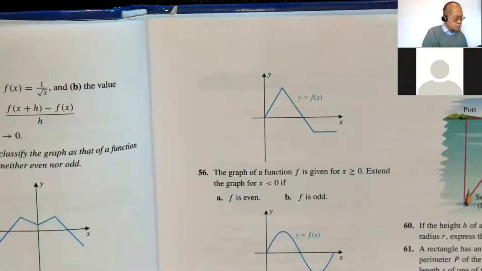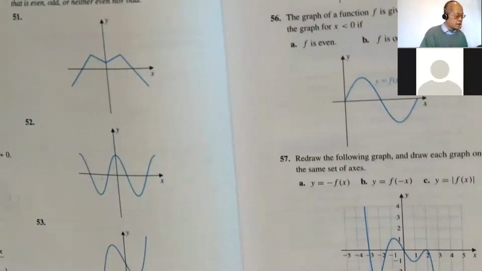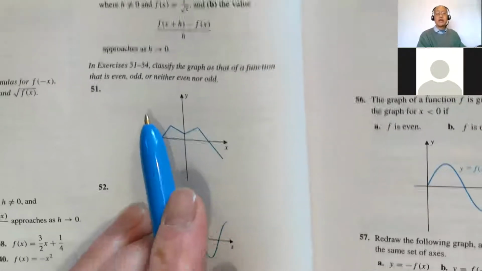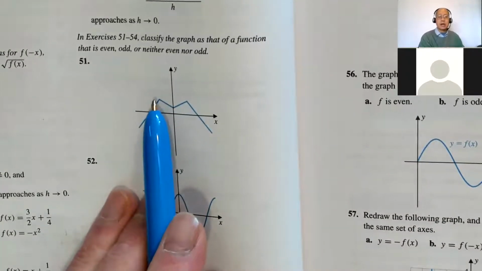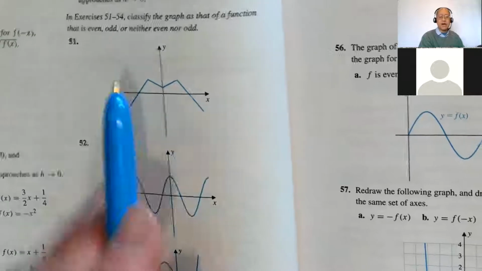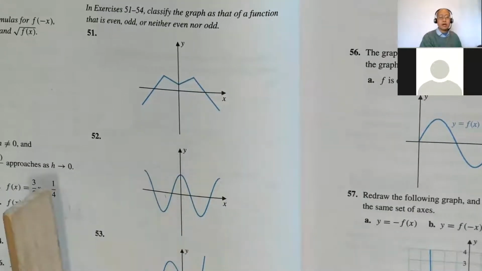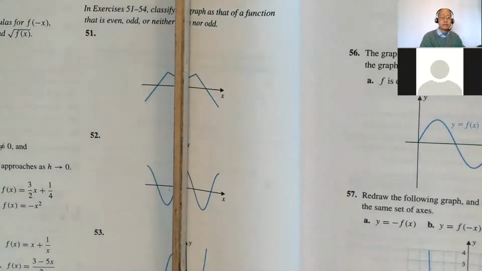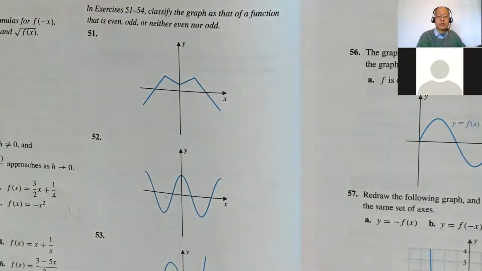And then the other graphical ones were for even and odd. Let's see. We had 51 to 54 all. Let me get those out of the way. So even, odd, or neither even nor odd. So we look for symmetry with respect to the y-axis and the origin. Okay, we can knock them all off. Okay, 51. 51 looks like we have what kind of symmetry? Y-axis symmetry. So 51 is even. Okay, so we want to put that down in your notes. 51 is even.